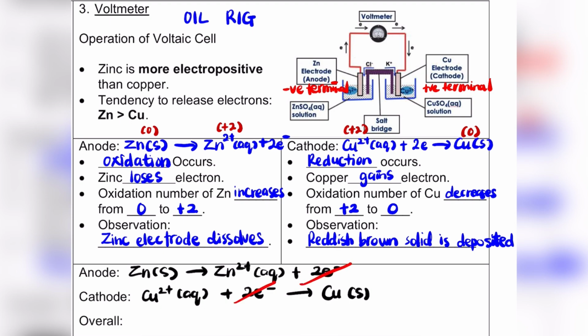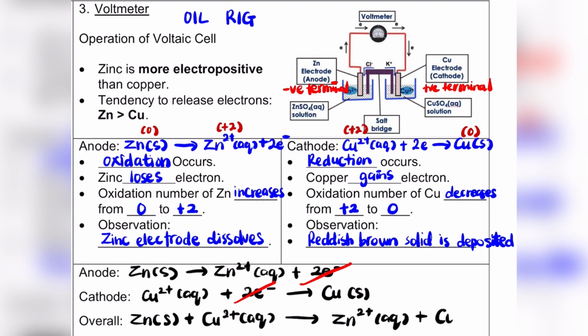So the remaining will be our overall equation. Just copy back the reactant side: zinc solid plus Cu2+ aqueous, and then it will produce Zn2+ aqueous plus Cu solid. So this is very simple. You have to make sure that the number of electrons is the same before you cancel out both opposite sides.